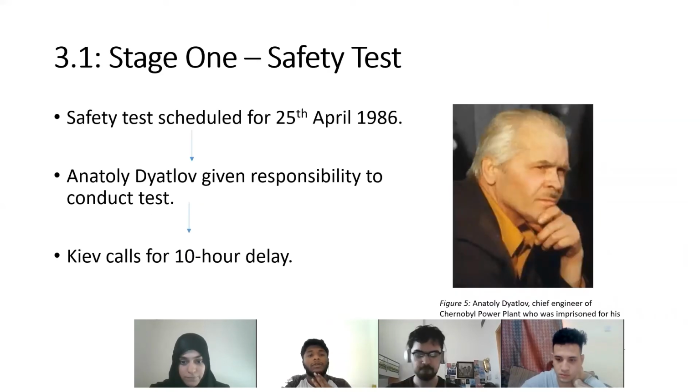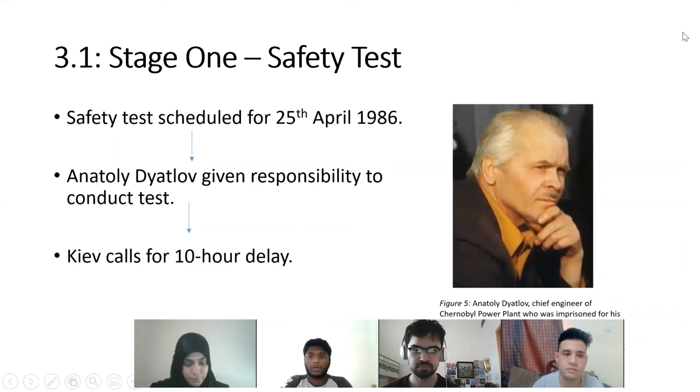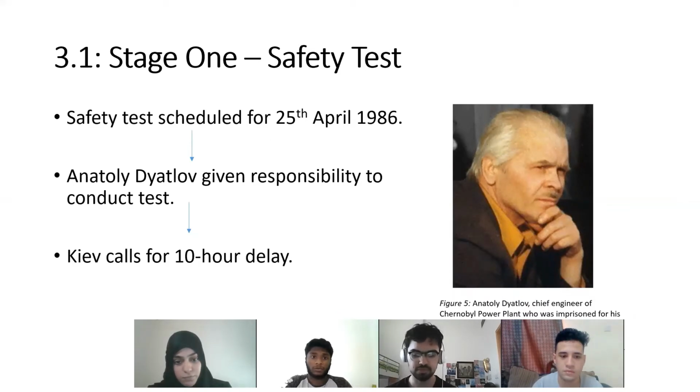Next slide, please. So why was there a need for a safety test at all? The reactor number 4 went into operation on December 20th of 1983. So the test actually took place 3 years later. They tried conducting this test 3 times previously, and they failed all 3 times. So the test, which was conducted on the 26th of April at midnight, was actually the 4th attempt.